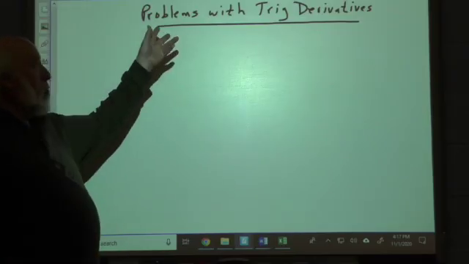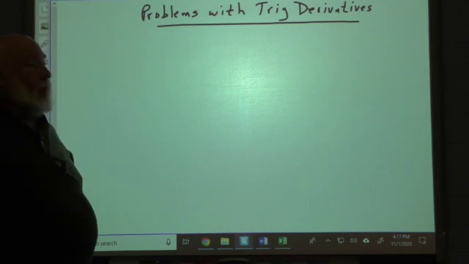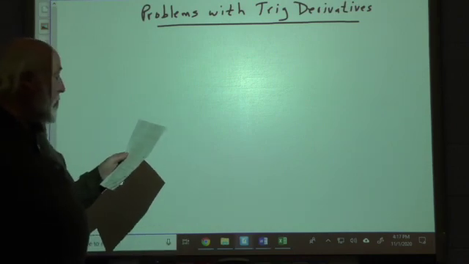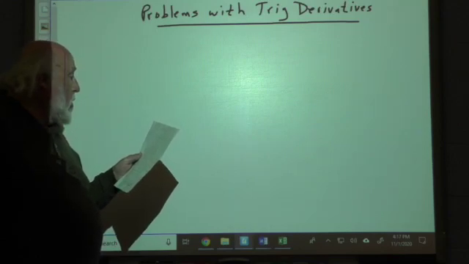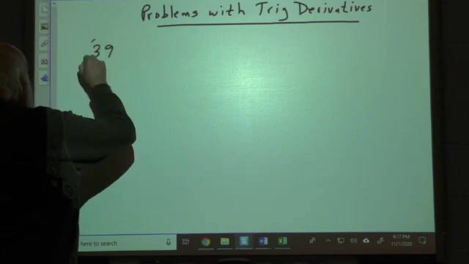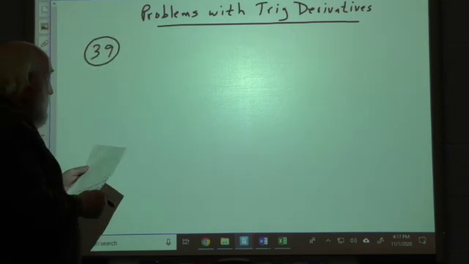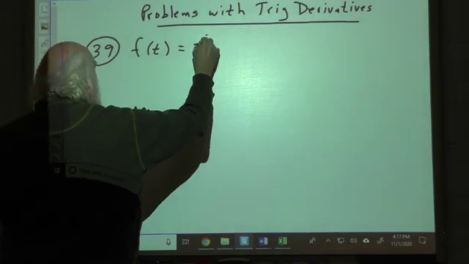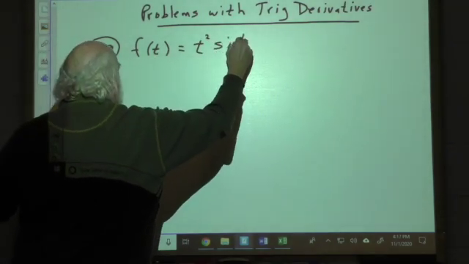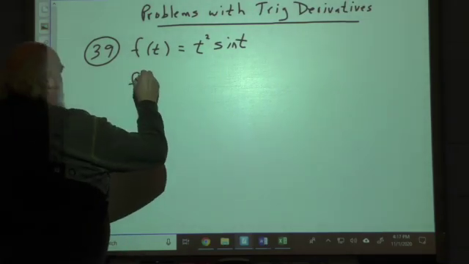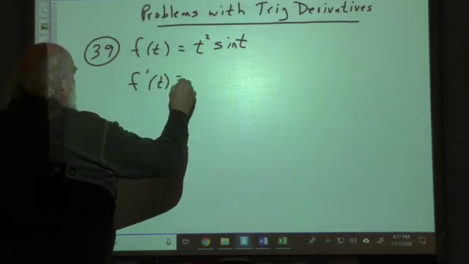At this point, we're going to do problems with trig derivatives. Okay? So let's start on page 126, problem number 39. This says f of t is equal to t squared times sine of t, and they want to know the derivative of this. So f prime of t equals what?